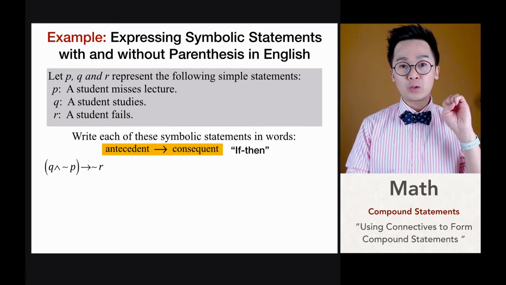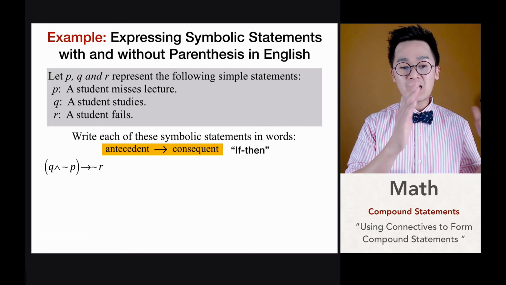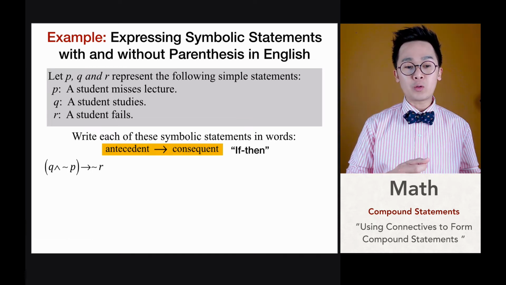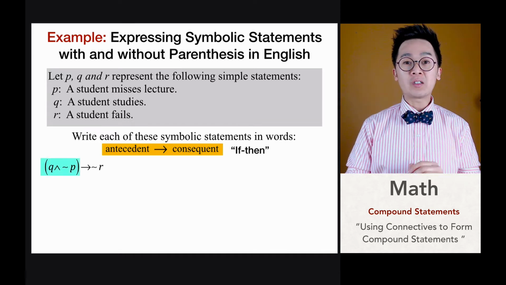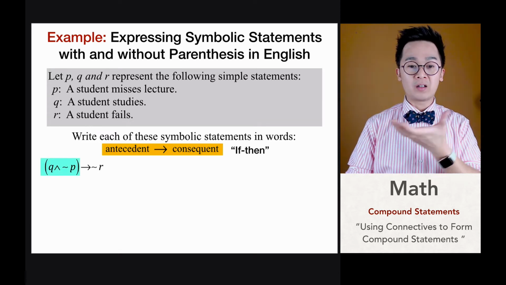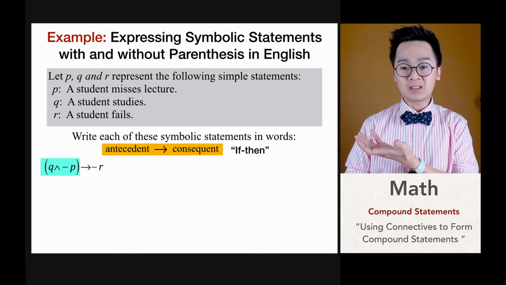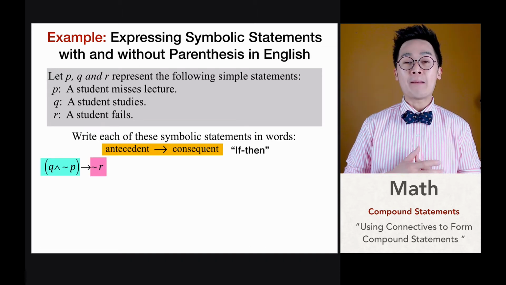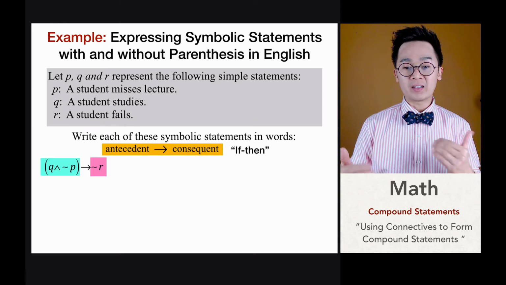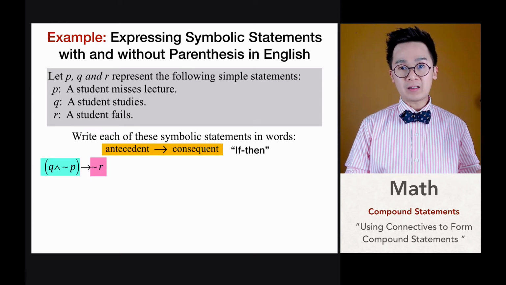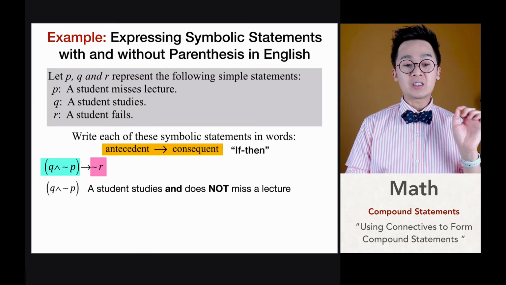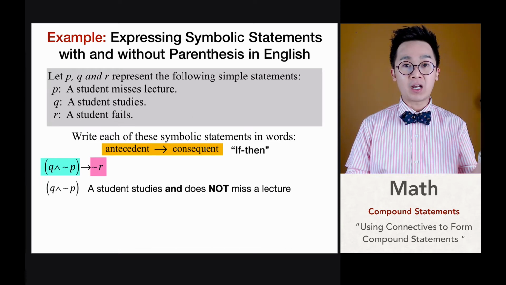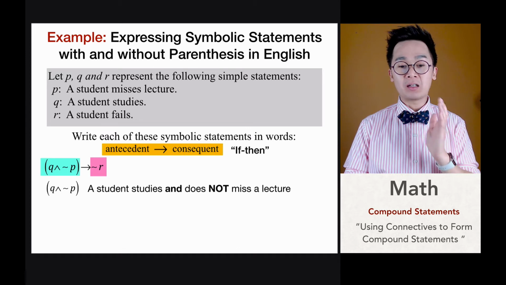So in this case, we're using three basic statements, and inside the parentheses, we have Q and not P. So if we group them together, and group the other statement, which is the consequent, which happens to be not R, we can translate our parentheses into a student studies and not P, which is does not miss a lecture.